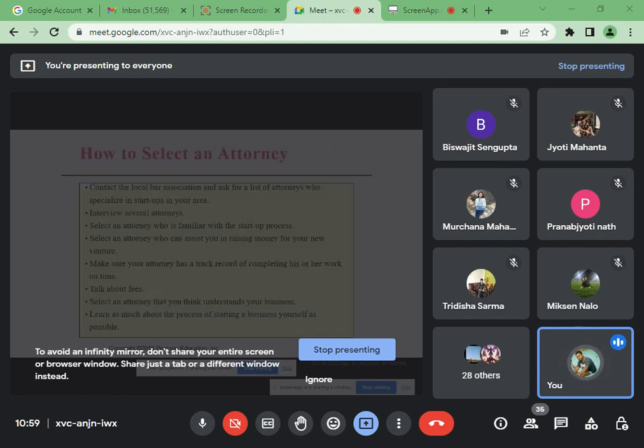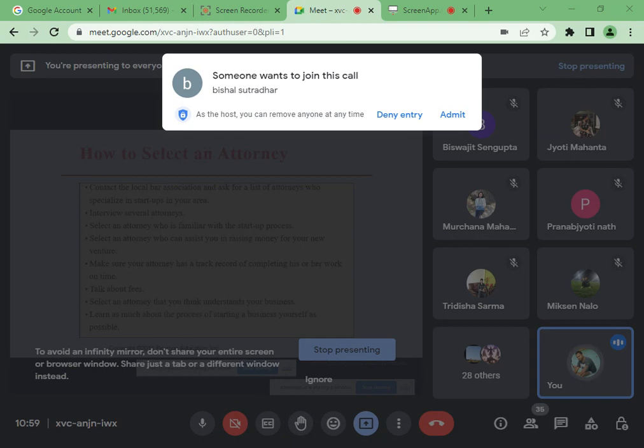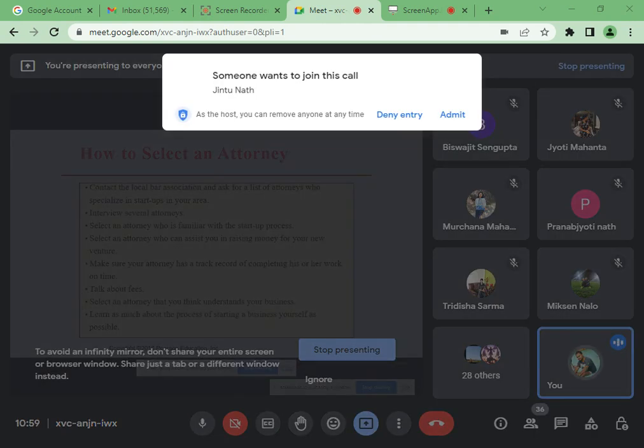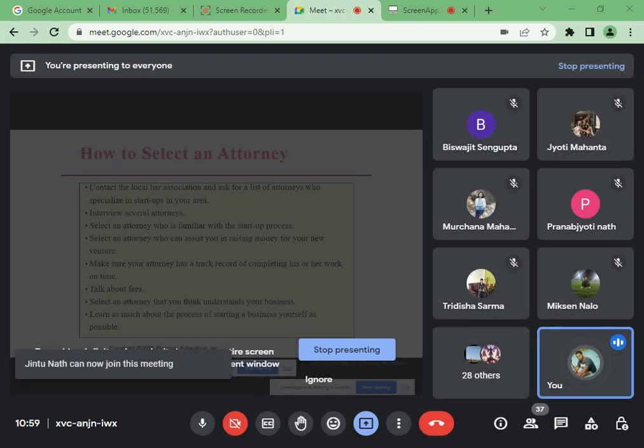Next is how to select an attorney. Contact the local bar association and ask for a list of attorneys who specialize in startups in your area. Select an attorney who is familiar with the startup process. Select an attorney who can assist you in raising money for your new venture. Make sure your attorney has a track record of completing his or her work on time. Talk about fees. Select an attorney who understands your business. Learn as much about the process of starting a business yourself as possible. So these are the steps for how to select an attorney.